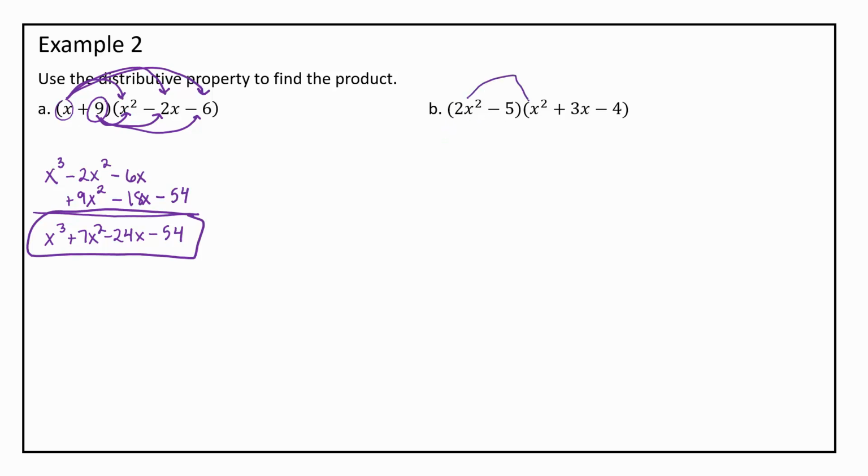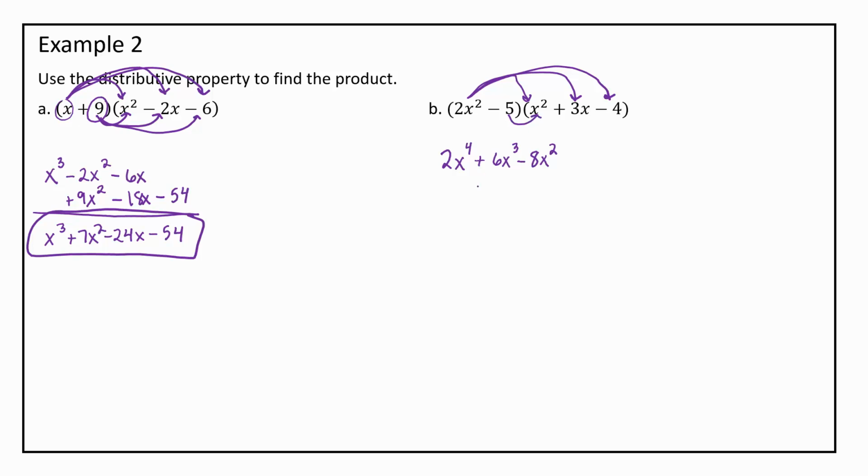We're going to take the 2x squared and multiply it with the x squared, which is 2x to the 4th. And then 2x squared times 3x is 6x cubed. And then 2x squared times negative 4 is negative 8x squared. That's the 2x squared distributed. Now we're going to do the negative 5.